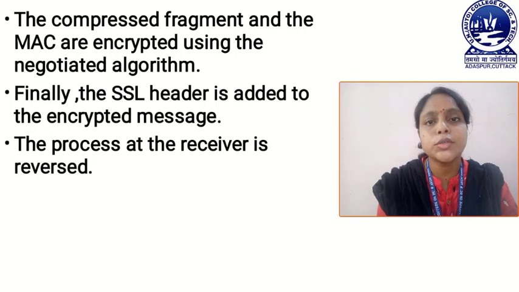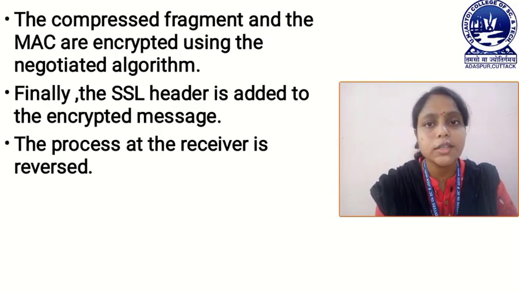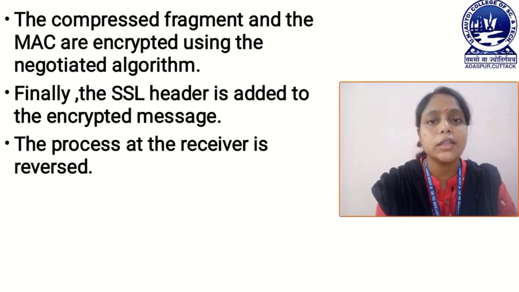This is the process which happens at the sender side. At the receiver side the reverse process happens. That means at the receiver side, first of all the message is decrypted using the decryption algorithm. After that it yields the MAC value and the fragmented message. Then from that fragmented message and the MAC value it generates the original message using defragmentation and decompression. This is the process which occurs at the receiver side.